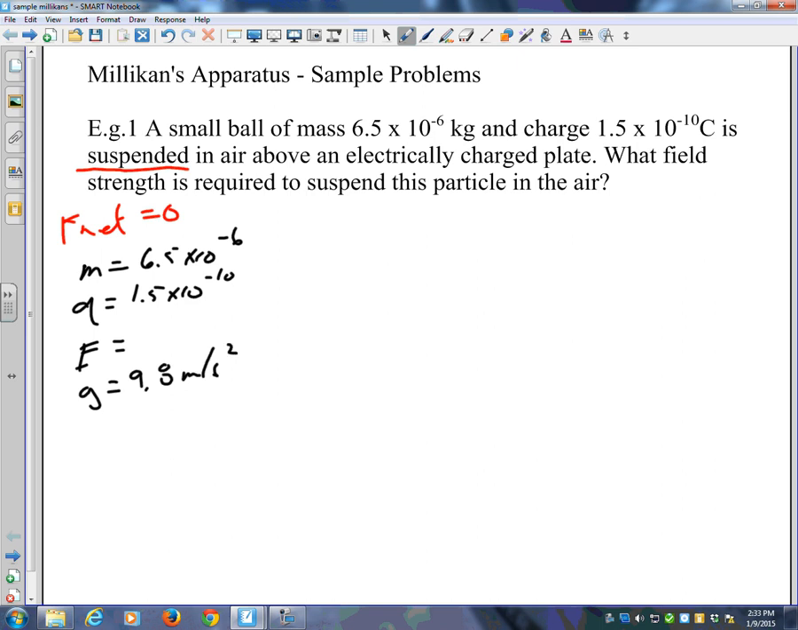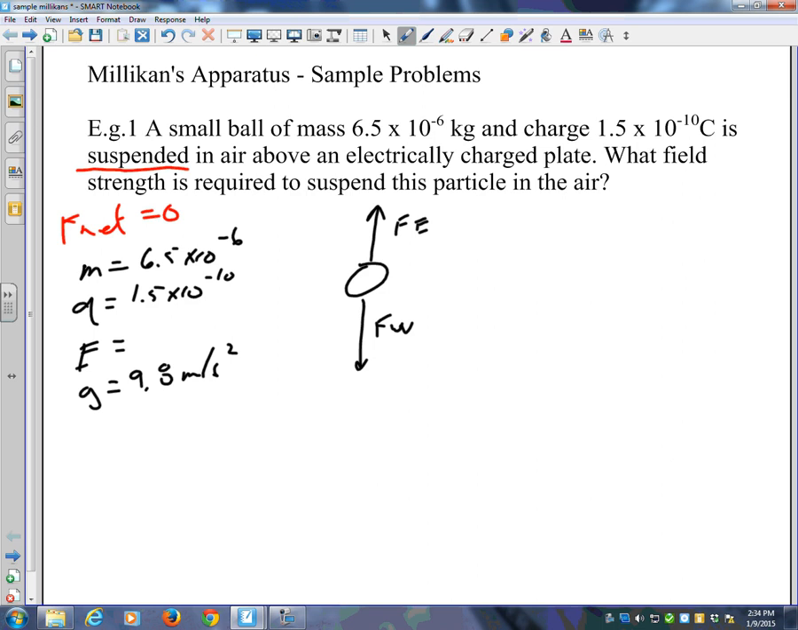I'm going to start with a picture. There's the oil drop. The electric force is up, and the weight force is down. And because the net force is zero, those two are equal to each other. One is up and one is down. I'm just going to pause there and let you sort of soak that in. Any questions about any of that? What's going on here?